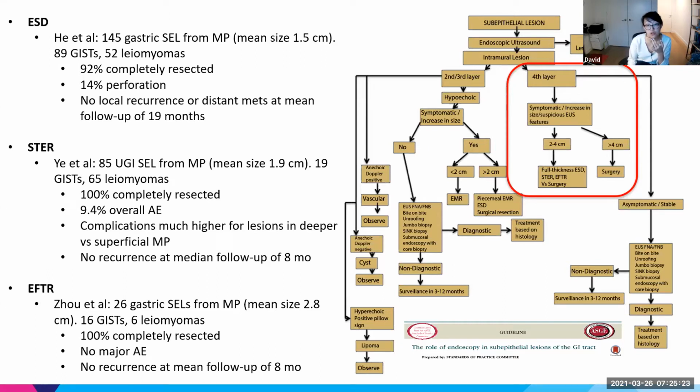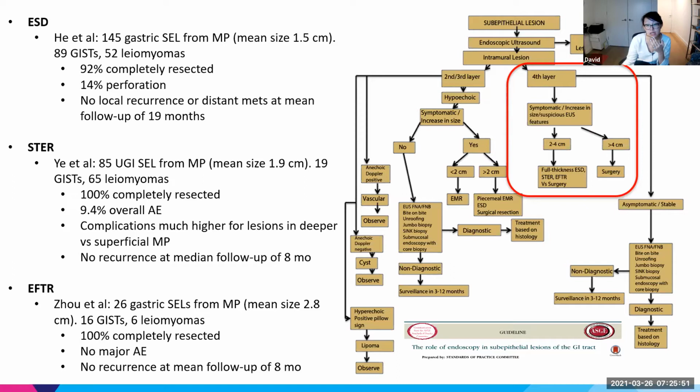Now, submucosal tunneling endoscopic resection is a technique that involves creating a mucosal incision at least 5 centimeters proximal to the lesion. Through this incision, the scope is advanced into the submucosal space, and submucosal dissection is then performed until the lesion is seen in the tunnel. Once the tumor is completely resected, it is retrieved through this tunnel, and the mucosal incision site is closed.